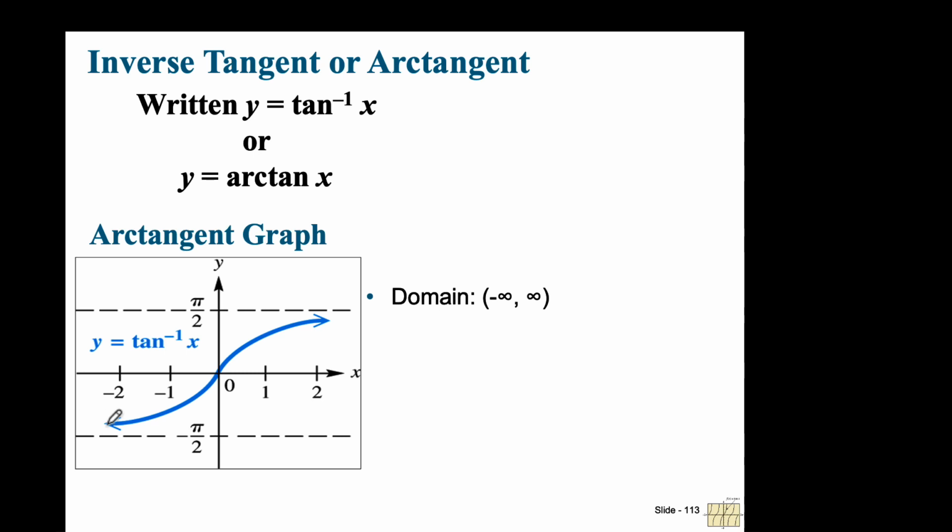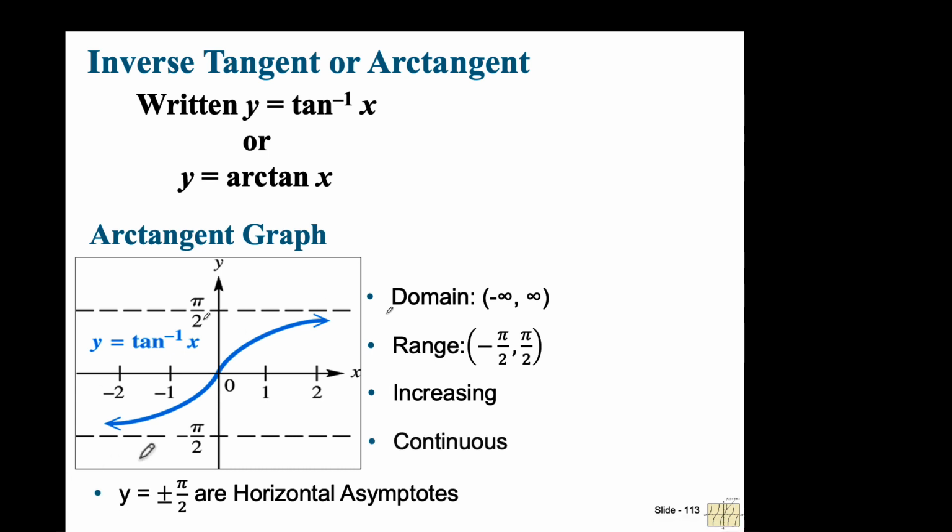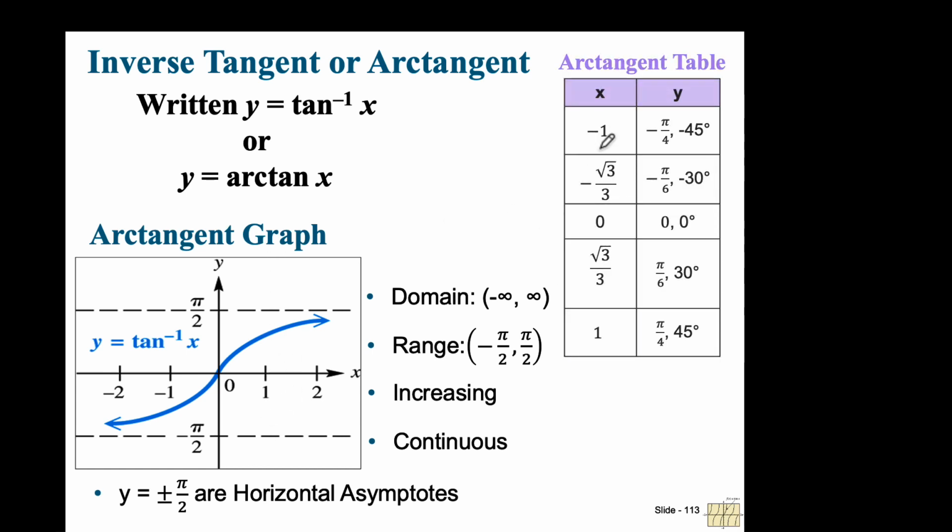Its domain is negative infinity to positive infinity. Its range is negative pi over 2 to pi over 2. Notice that we're using parentheses here because it does not include negative pi over 2 or positive pi over 2. It is increasing as well as continuous on its domain. Noting that y equals plus or minus pi over 2, those lines represent the horizontal asymptotes that we see here. And here is the arctangent table, with some frequently referred to values.